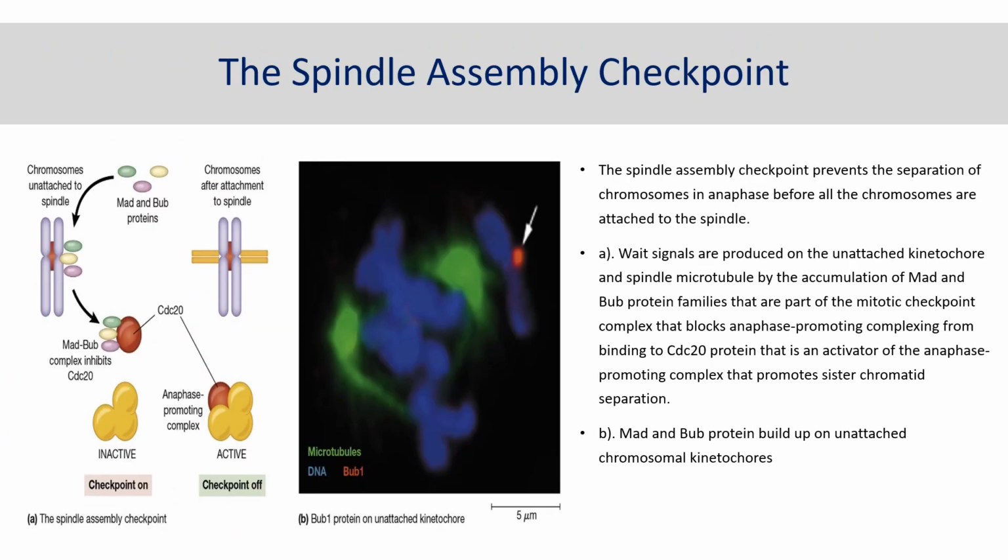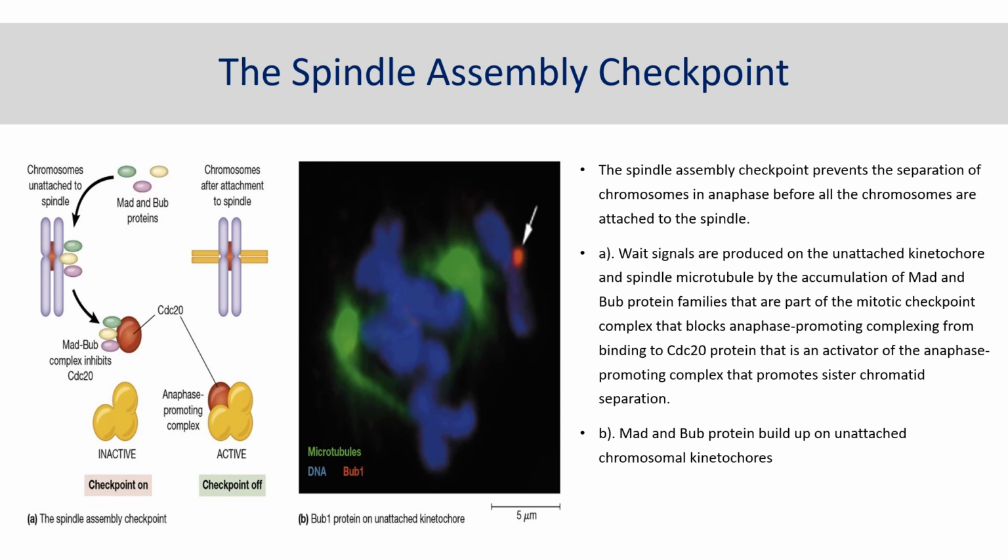So this is the spindle assembly checkpoint, and it is at the metaphase-anaphase transition during mitosis. It does not allow chromosomes to be pulled apart before they are connected to the spindles. Figure A showcases that the kinetochore and spindle microtubules that are not connected will start to build up proteins of the MAD and BUB families that are also part of the mitotic checkpoint complex that produces a wait signal. That signal stops the anaphase promoting complex from binding to the CDC20 protein, and the CDC20 protein is what turns on the anaphase promoting complex that causes the sister chromatids to be separated during anaphase.